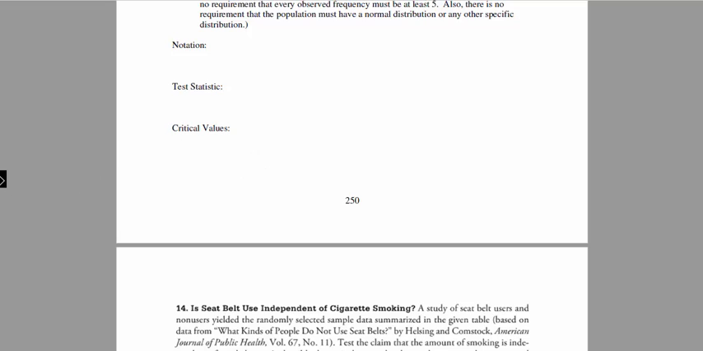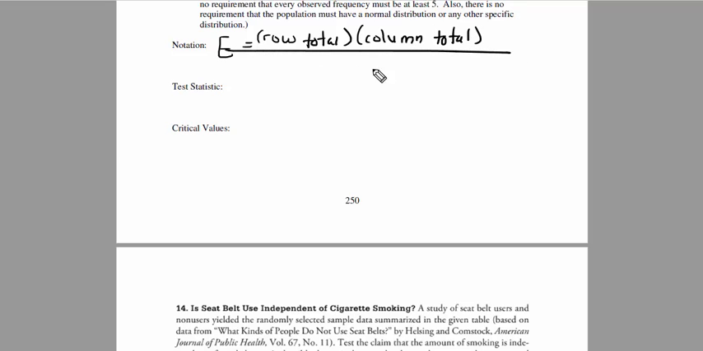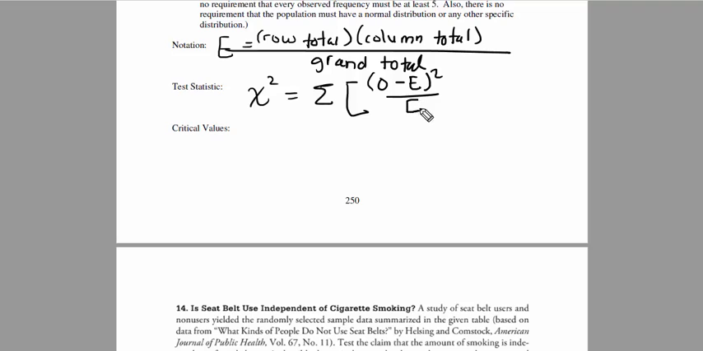So here is the notation here. So the notation is that E is equal to the row total times the column total all over the grand total. And I'm not going to make you calculate E by hand. So if you don't know what row total is or column total is, that's fine. We'll use the calculator to calculate that. The test statistic is still the same. And again, the calculator will tell you this, so we're not going to calculate it by hand.